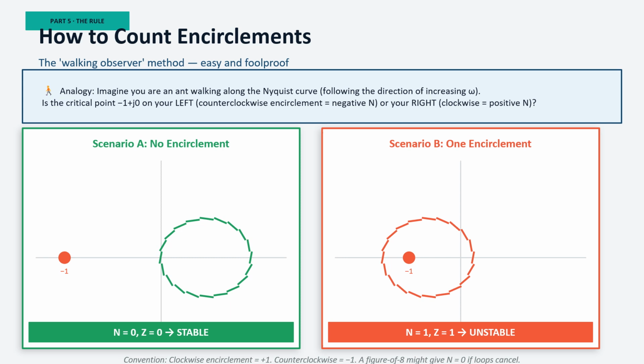Now how to count loops. Imagine walking along the curve. Clockwise is positive. Counterclockwise is negative. If there is no loop, N equals 0. This step must be done carefully.